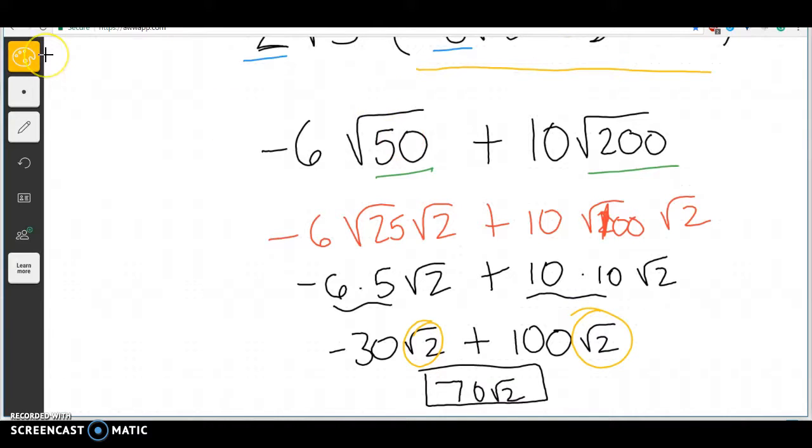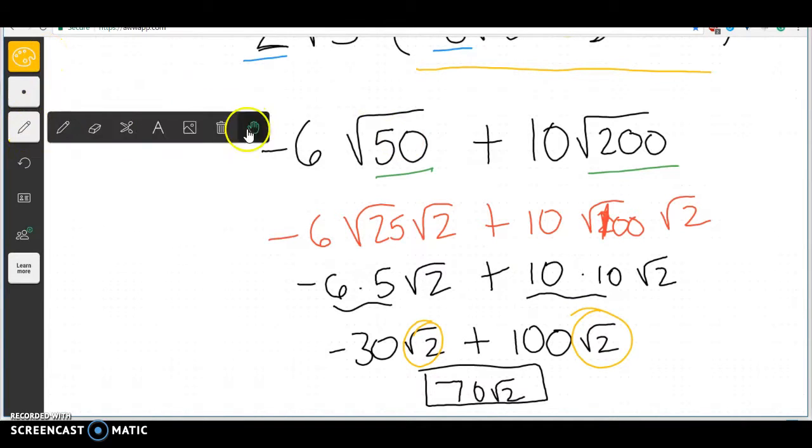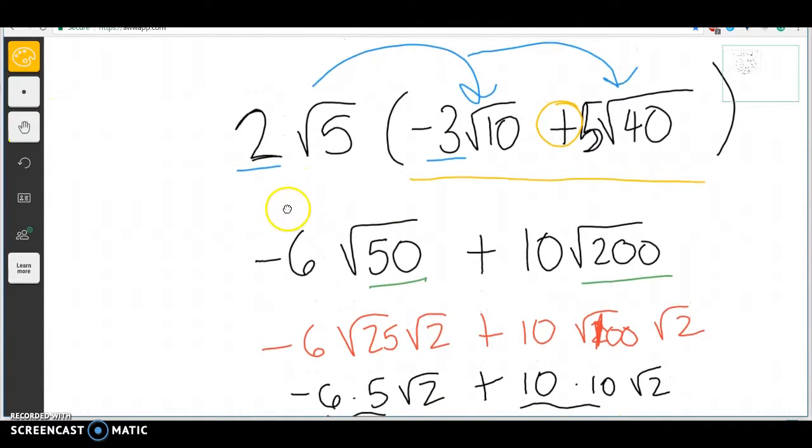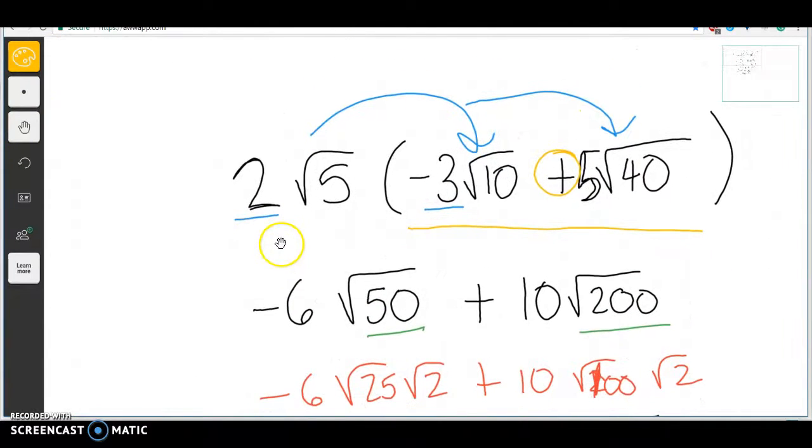Okay. Let's do the next problem. So we've kind of mastered, we've had 2 problems on just distributing. Now we're going to try a problem where we have to distribute over a binomial.